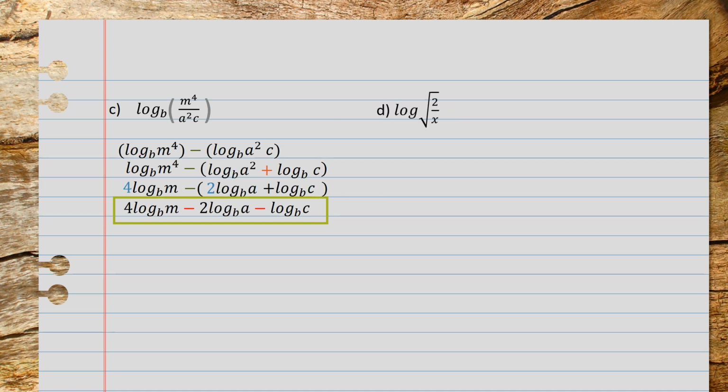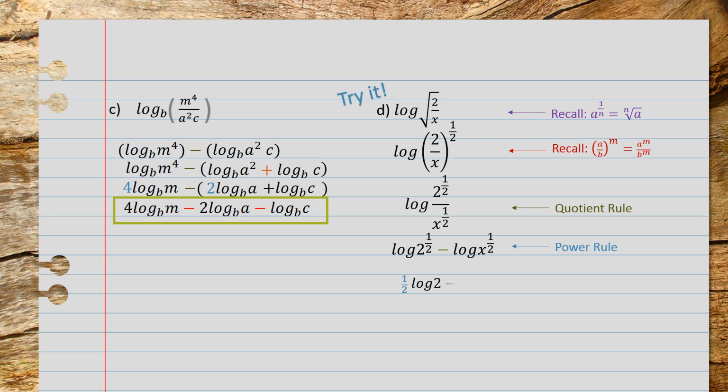For D, we have log of the square root of 2 over x. This is your try it problem. First, you should have rewritten the square root as a fractional exponent, then applied that exponent to both the numerator and denominator values. From there, because it was a fraction, we would apply the quotient rule, and then after the quotient rule, apply the power rule, and hopefully you found it to be 1/2 log of 2 minus 1/2 log of x.